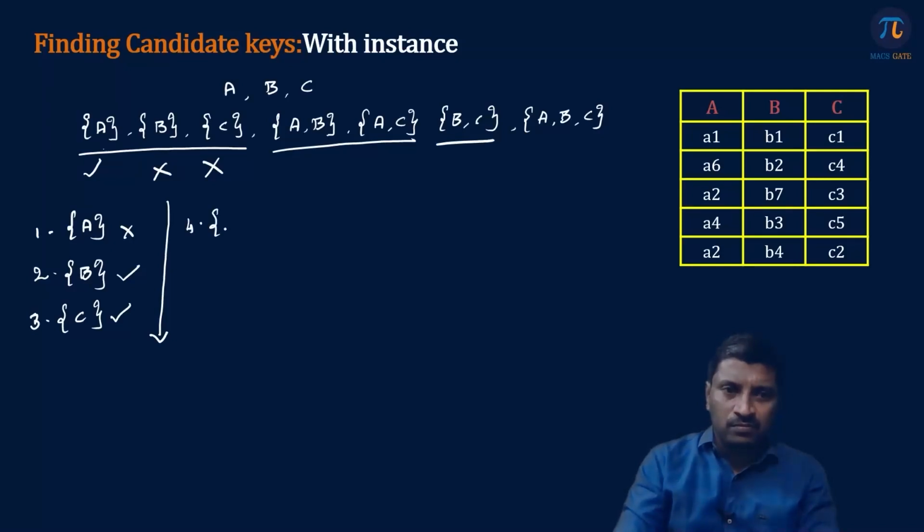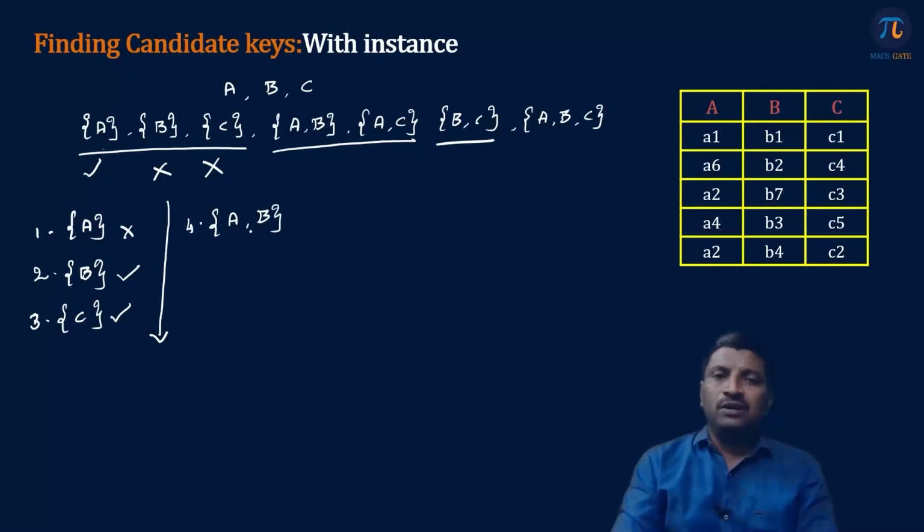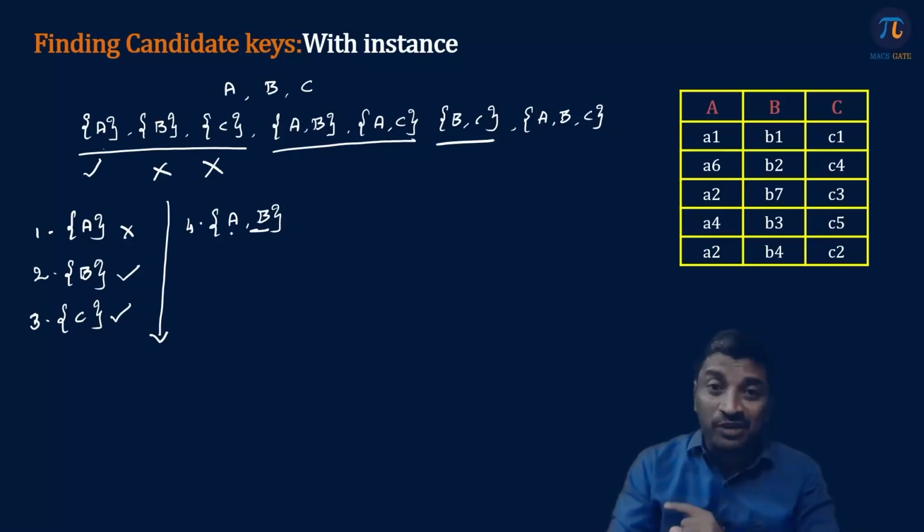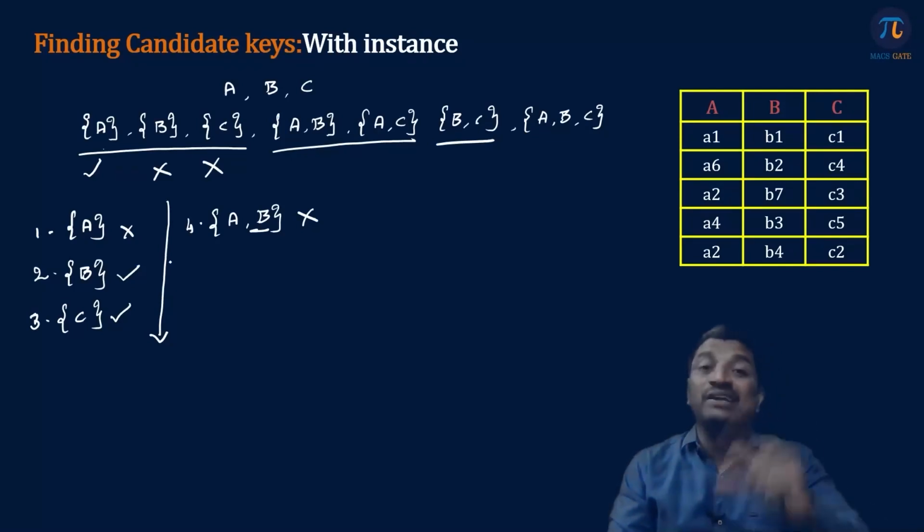Now I need to verify whether this is a minimal set or not. Okay. Now please observe here. B is already a candidate key. That means B is enough to identify the records uniquely. So A is an extra attribute. So this cannot be a minimal set. Surely it will identify the records uniquely, but this cannot be minimal. So no need to verify, sir. It cannot be a candidate key. Why? Because, sir, some part of it is already a candidate key.